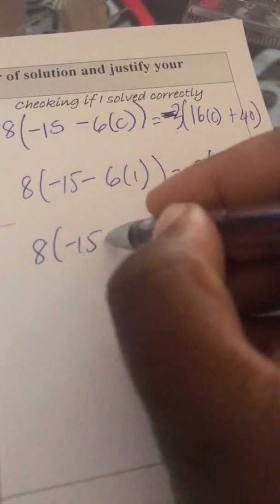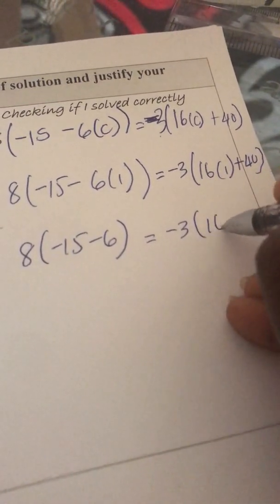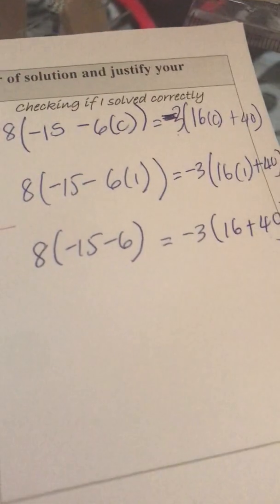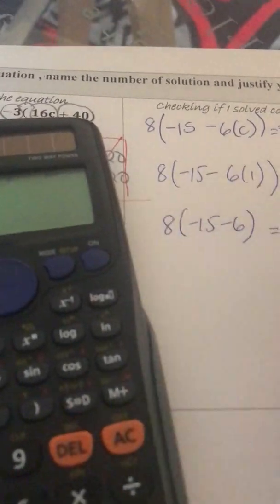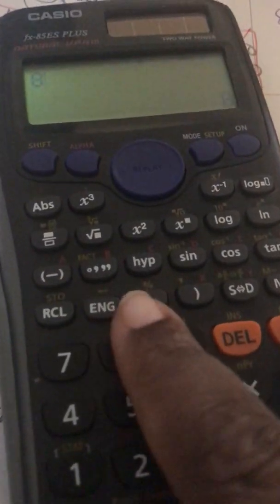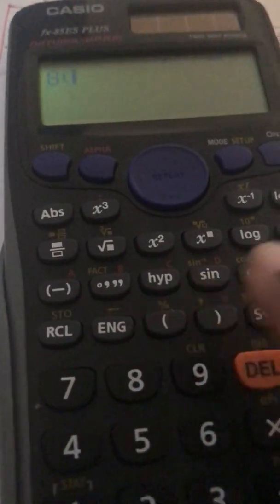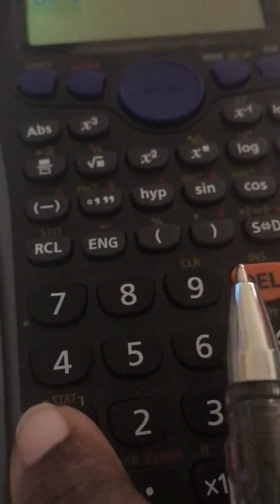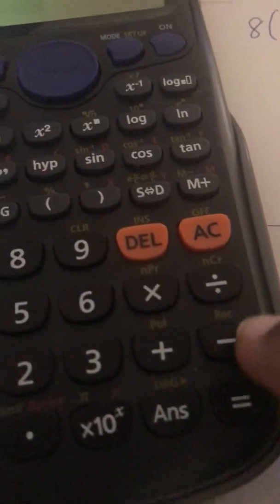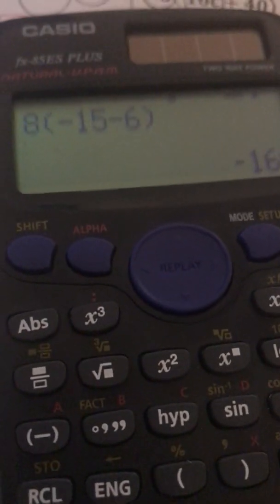So what does this become? 8 times negative 15 minus 6 is equal to negative 3 times 16 plus 40. Okay? So I can do this in one step in my calculator. 8 bracket negative 15 minus 6. I close the bracket. I got negative 168.